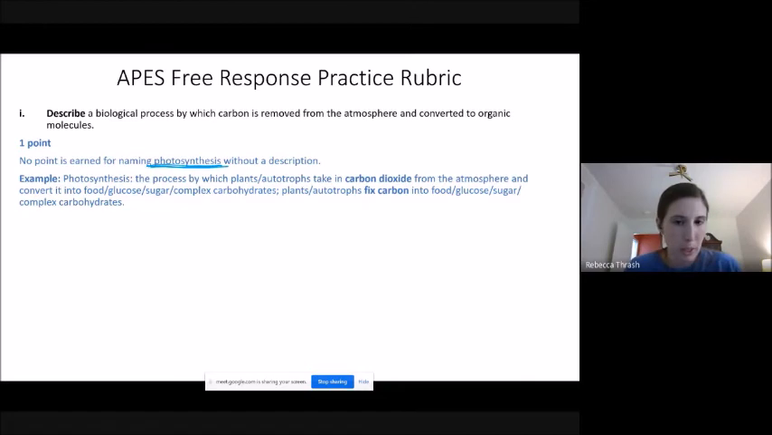You have to describe it. So the example they give you is photosynthesis is the process by which plants or autotrophs take in carbon dioxide from the atmosphere and then convert it to food, glucose, sugar, carbohydrates, however you wanted to do it. You could even say fix carbon into those compounds as well. That would give you a point. So notice they say, carbon removed from the atmosphere and then to organic compounds. So you have to say, well, it's carbon dioxide, and here are the compounds it's being converted to.